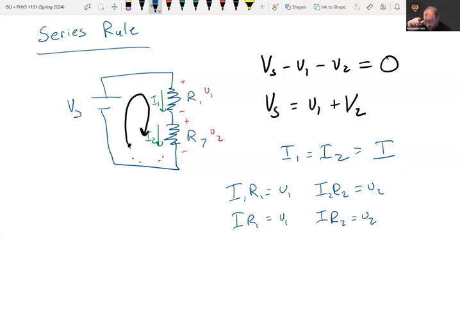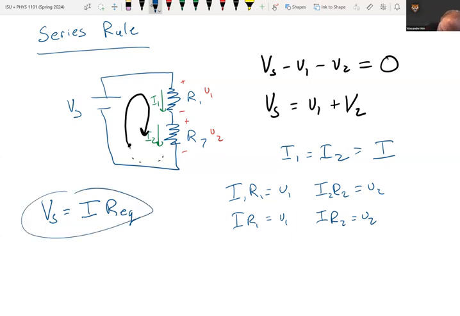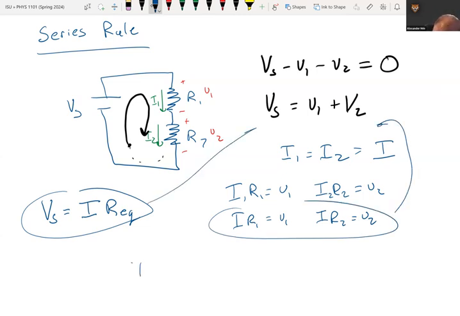Then we can just plug these things in to what we were saying. Now, the last thing I want to talk about is that we should be able to say that our V source is just equal to I times the equivalent resistance. Basically, we want to boil this down to just a single resistor, okay? Then we make all these substitutions. So we get I R equivalent, that's for our V source, is equal to I R1, that's V1, plus I R2.